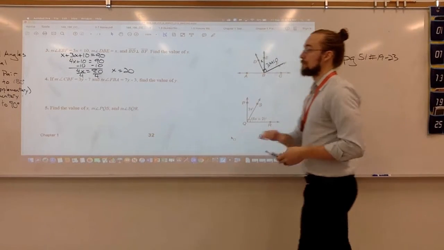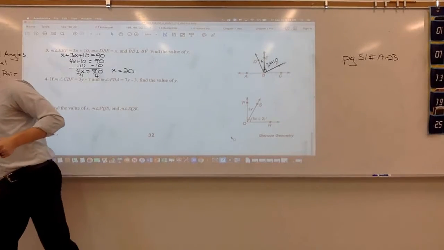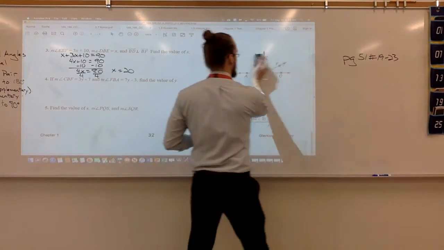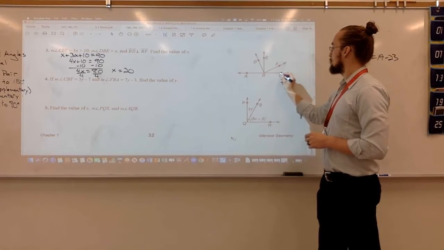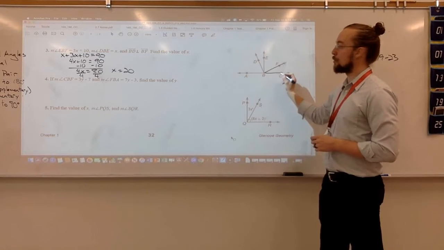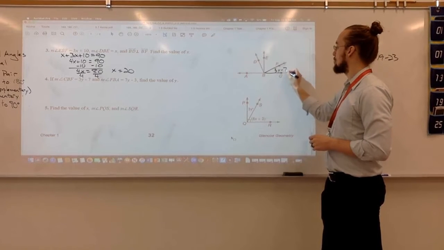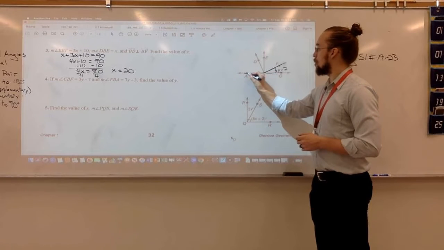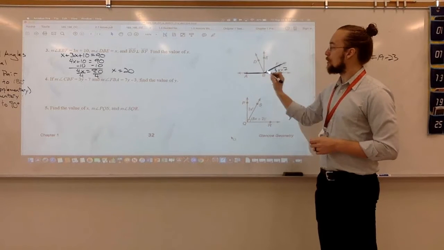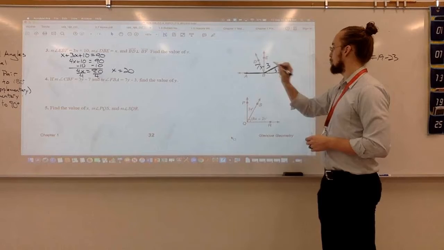For the next one, we're given 2 different angles. On this one, I'm given angle CBF. CBF is this little angle right here, and that's 3y minus 7. And then FBA. FBA is this whole angle right here, and that one's going to be 7y minus 3.